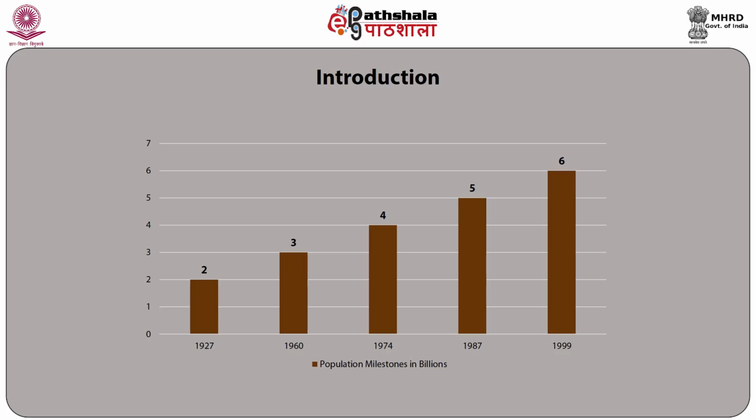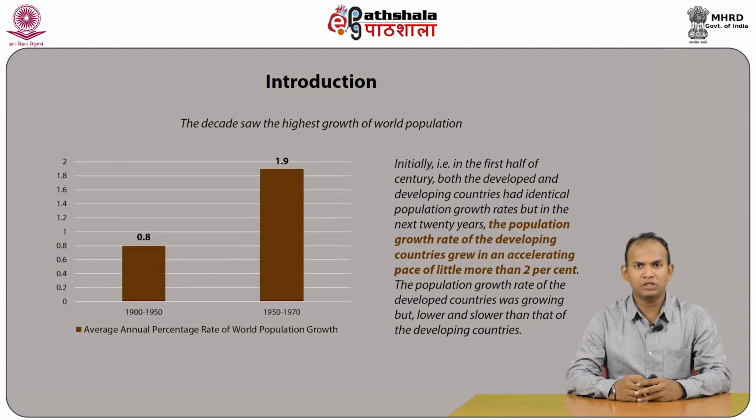after the first billion. In 1960, only 33 years later, the world reached the 3 billion mark, and the 4 billion mark came along only 14 years later, in 1974. The 5 billion population mark was hit after 13 years in 1987, and the 6 billion milestone was reached after 12 years, that is in 1999. The decade saw the highest growth of world population.